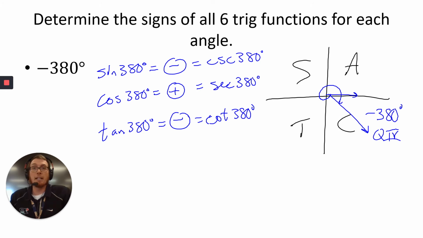The next one is negative 380 degrees. Two things to think about. One is this goes around the circle at least once because it's at least 360. The other thing is it goes clockwise because it's a negative angle. So you go all the way around 360, and then you have 20 left over, and that puts you in quadrant 4. The most important piece is you're in quadrant 4. And that means that cosine is positive because the x values are positive. And so cosine and secant are positive, but then sine, cosecant, tangent, and cotangent are negative.